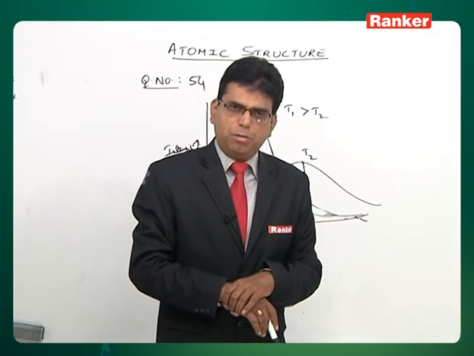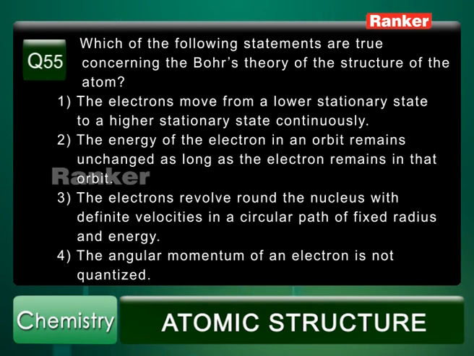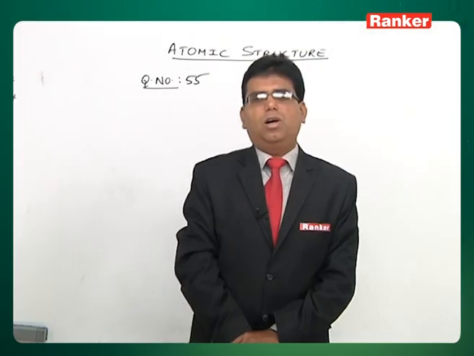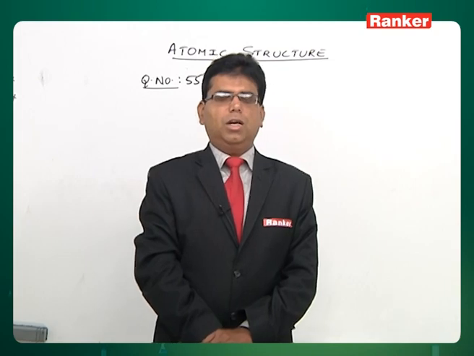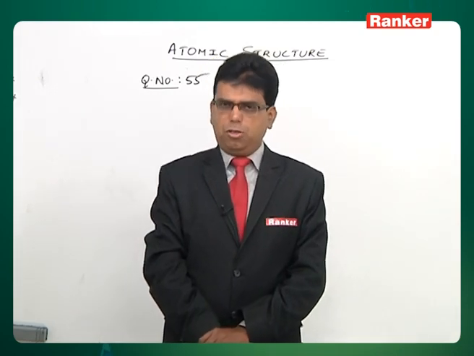Now let's go to question number 55. Which of the following statements are true concerning Bohr's theory of the structure of the atom? Regarding Bohr's postulates and Bohr's theory for the explanation of the structure of an atom. The first option says the electrons move from a lower stationary state to a higher stationary state continuously. No, they are not continuous. It is only when a certain amount of energy is either given or withdrawn that they will move. Otherwise they don't move. So option 1 is wrong.